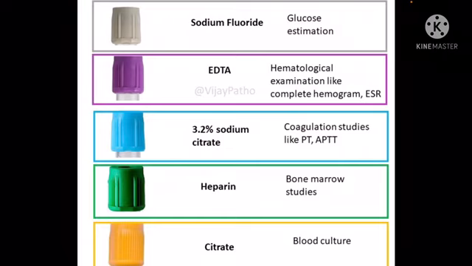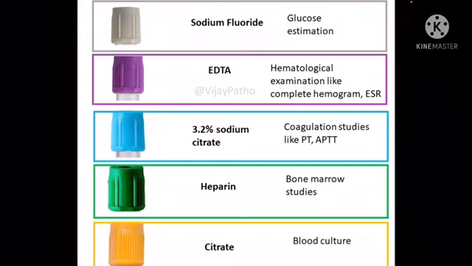The light blue color Vacutainer contains 3.2% sodium citrate, and this sodium citrate precipitates or utilizes the calcium present in the blood. Once it precipitates the calcium, there will be no activation of the coagulation pathway. So this Vacutainer is usually used for coagulation studies, like measuring PT for the extrinsic pathway and APTT for the intrinsic pathway.